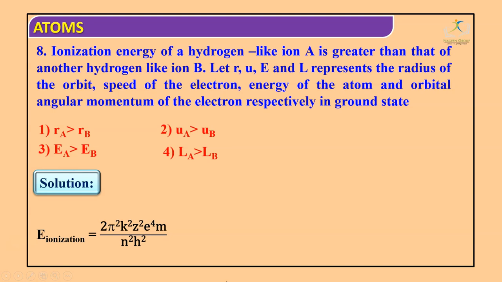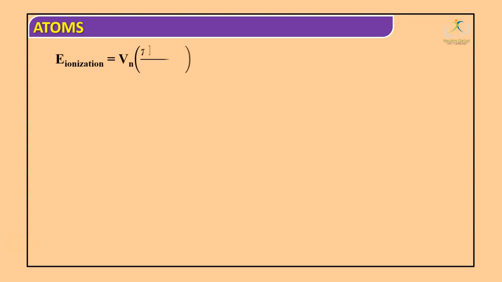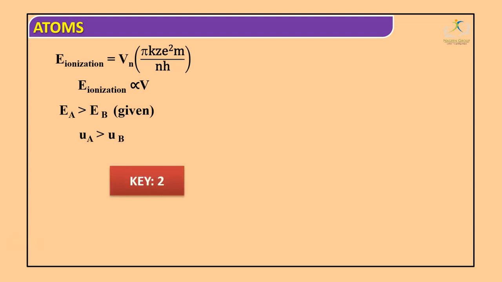So E ionization equals, we know, 2 pi square k square Z square e to the power 4 m by n square h square. From here we can say that E ionization equals v times pi k Z e square m by n h. So E ionization is directly proportional to v. Whereas Ea is greater than Eb, it's given. So Ua is greater than Ub. Hence, the correct option is option 2.